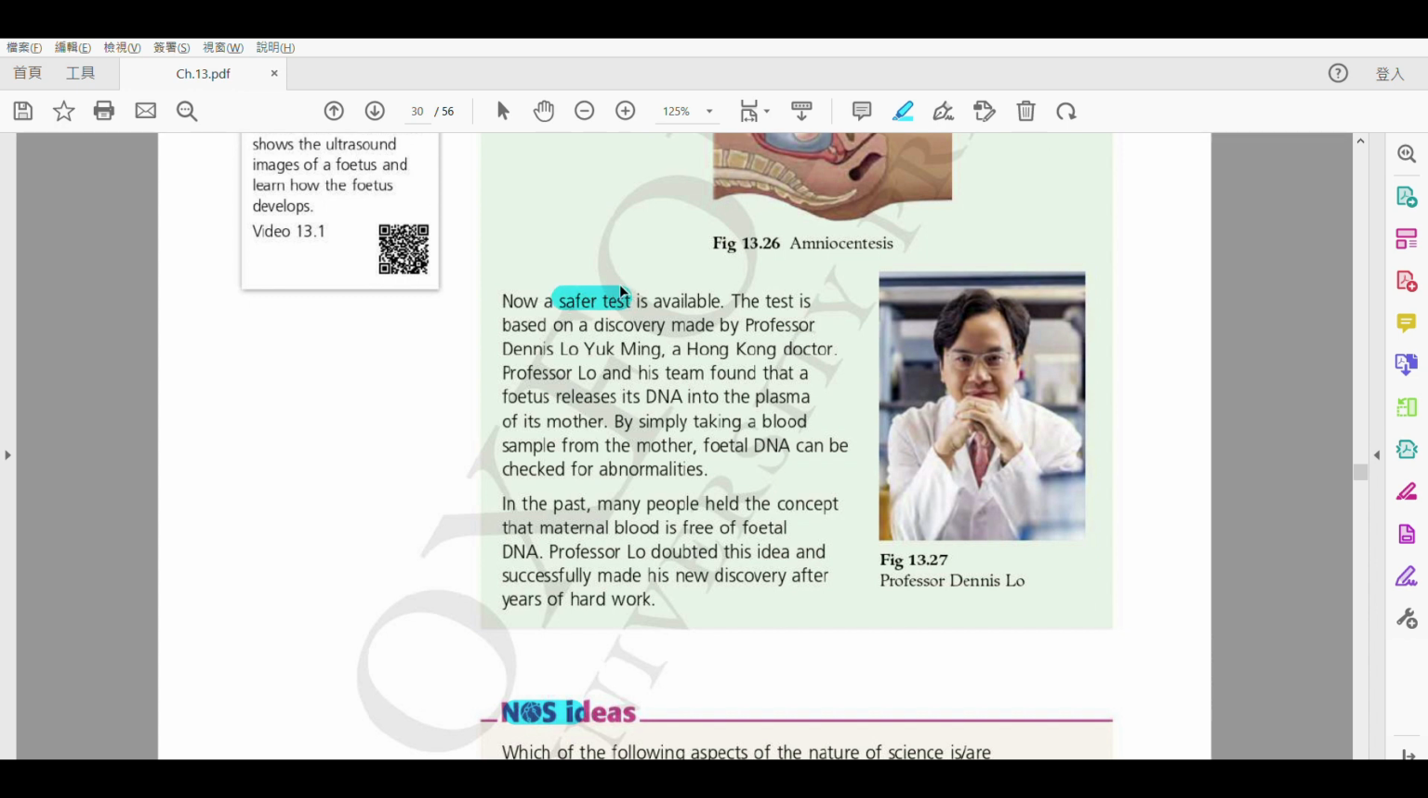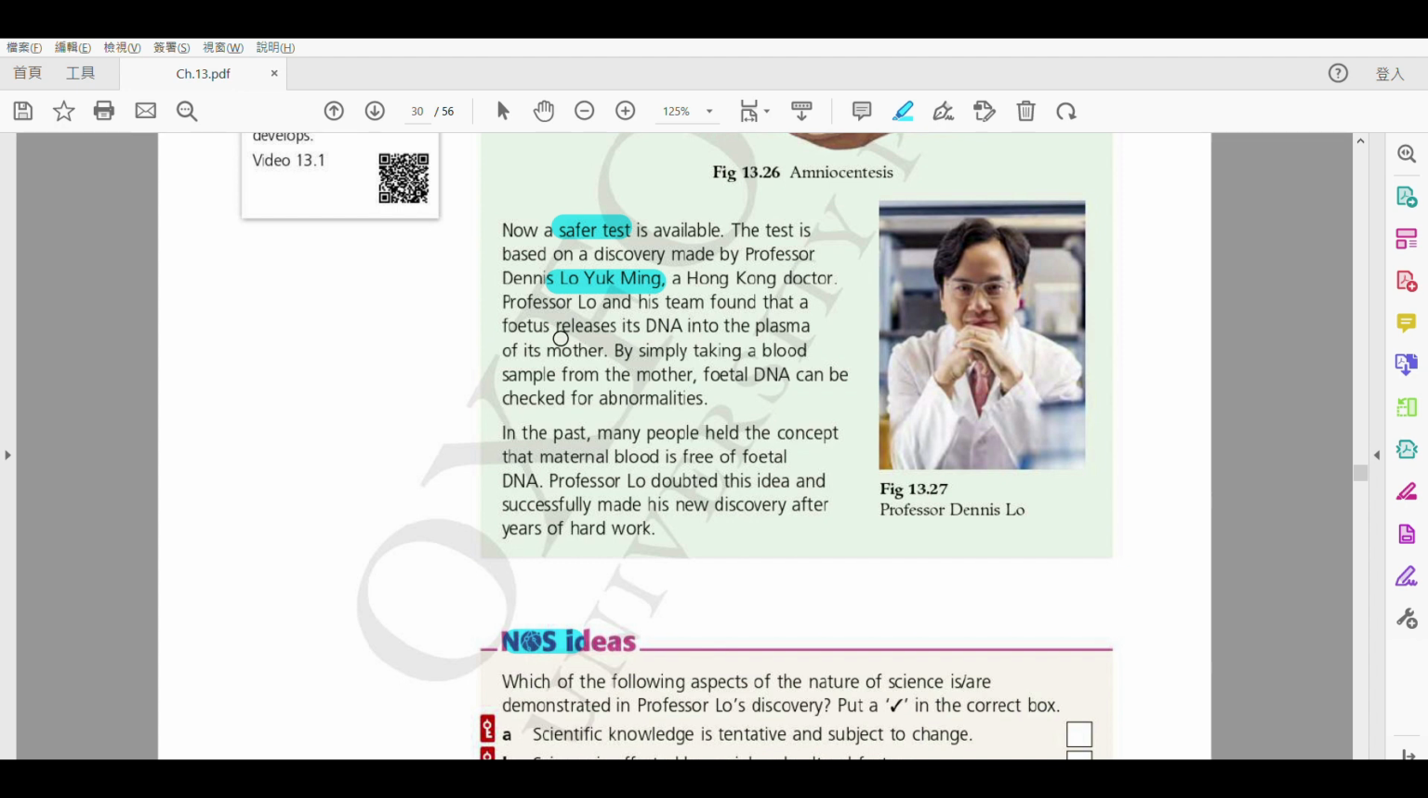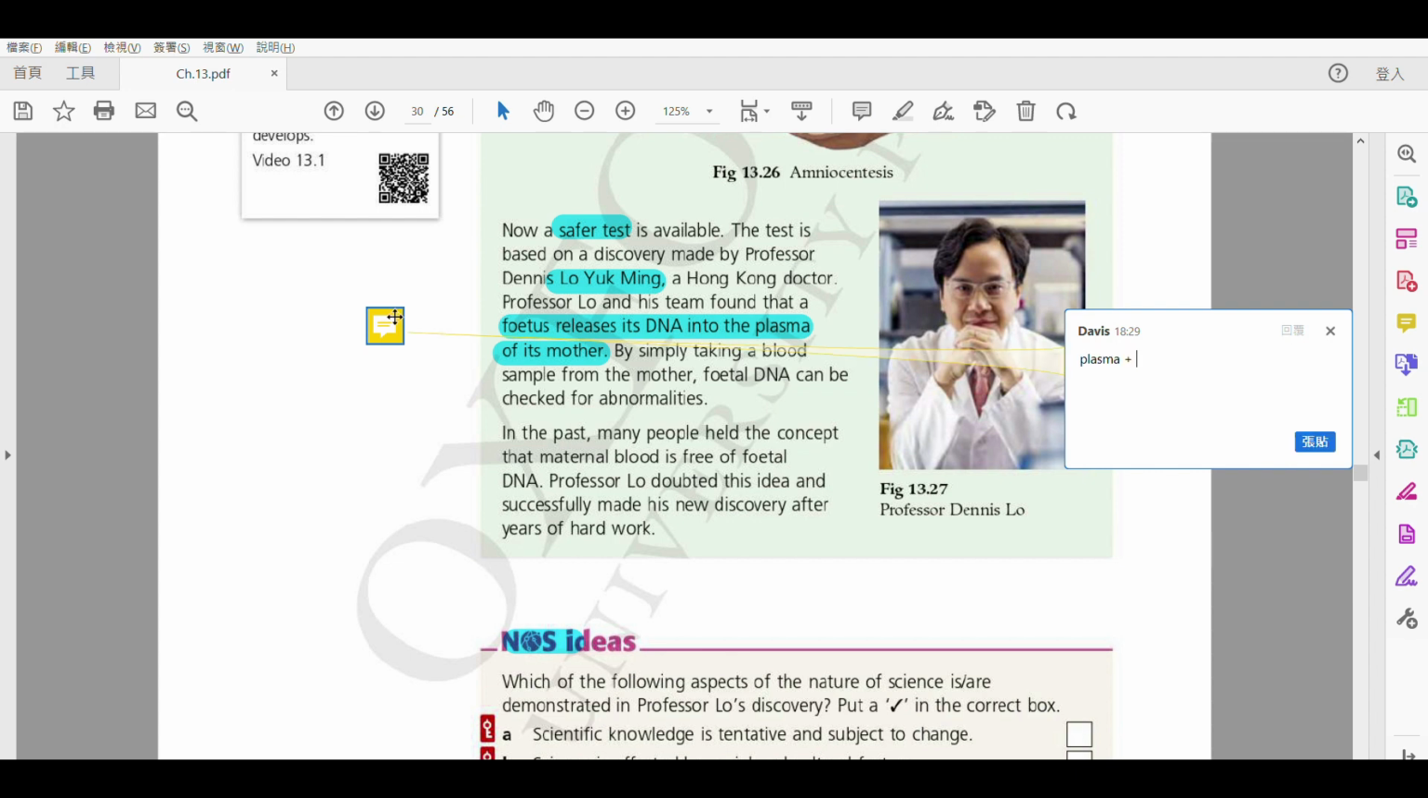Okay，而啦，at this moment, so there is a safer test 啦。咁呢個 test 係做啲咩㗎？就會係一個呢個好出名嘅一個醫生啊，OK。And then 就會發覺咗啦，呢個 fetus 就 release 呢個 DNA 啦，into the plasma of 呢個 mother 嘅。Plasma 係代表血漿，OK。So where can you find plasma? So plasma and blood cells equals to blood.